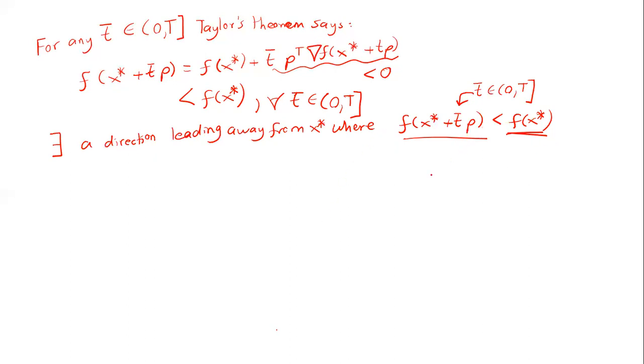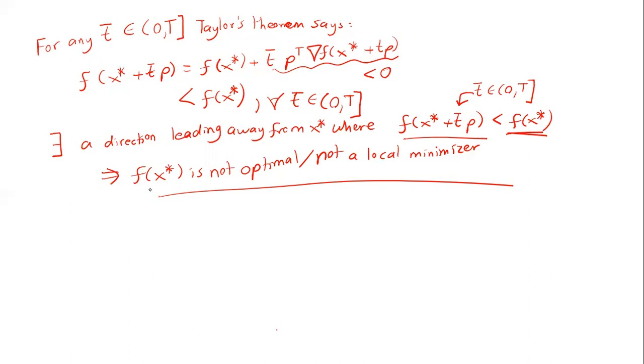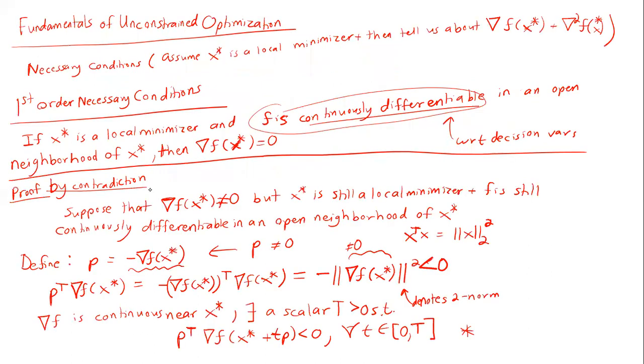And so the problem is that this implies that x star is not optimal, or is not a local minimizer, because you can do better with your objective function than you can at x star by just changing where you're at by a slight amount away from x star. So this is not a local minimizer, and so that's a contradiction.